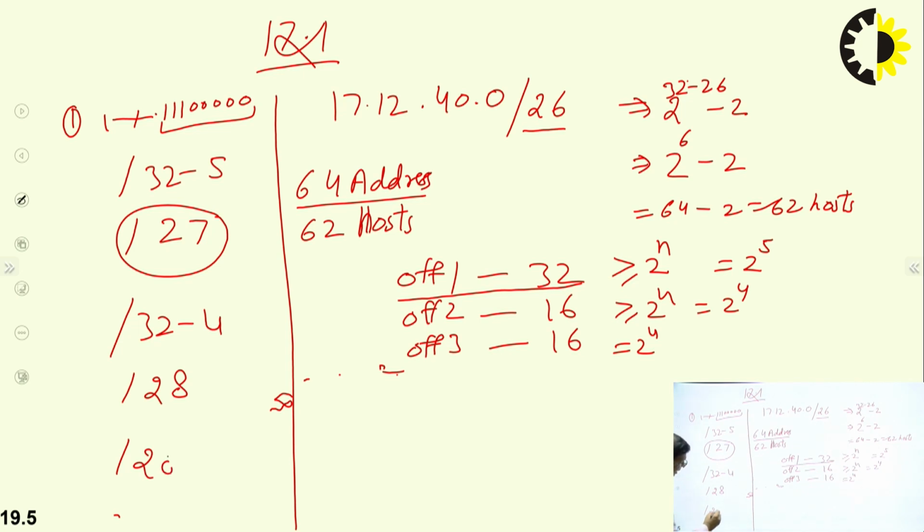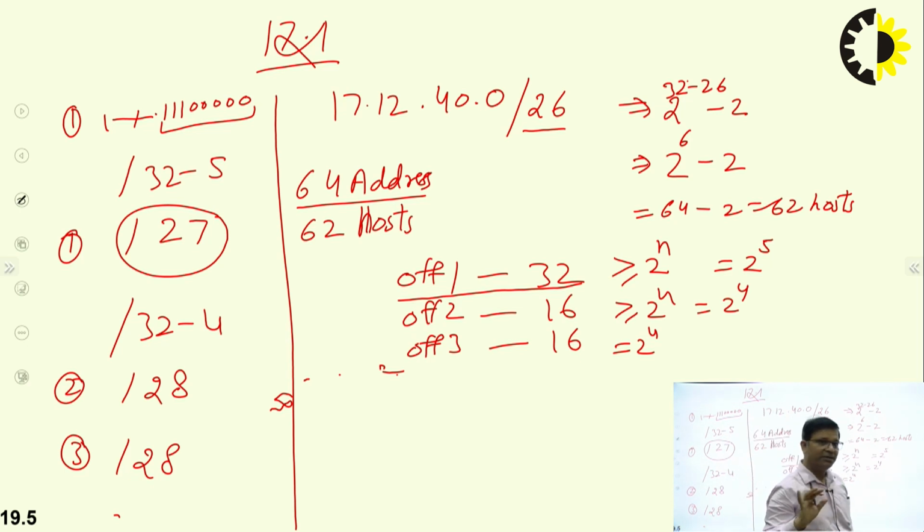Slash 28. So this is for network 1, office 1, this is for office 2, and this is for office 3. So these are the different masks. Do you understand that the mask plays a very important role in deciding the subnet addresses, the subnet range, and everything? Okay. So this is how we can choose these masks.